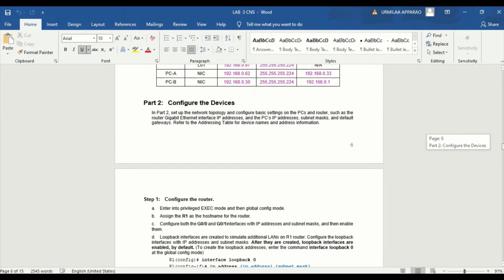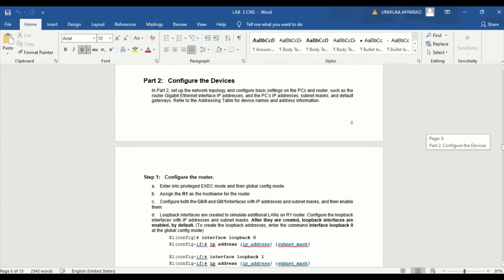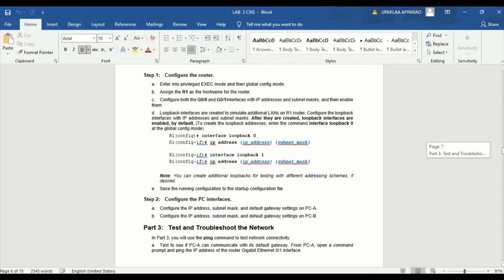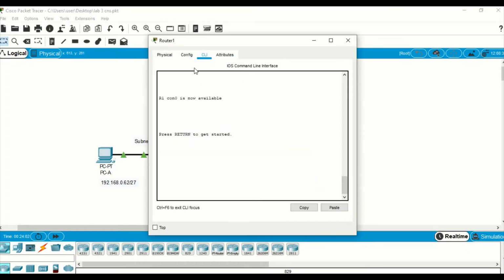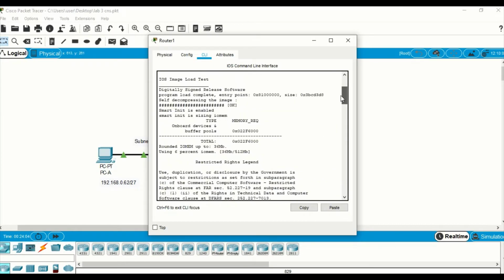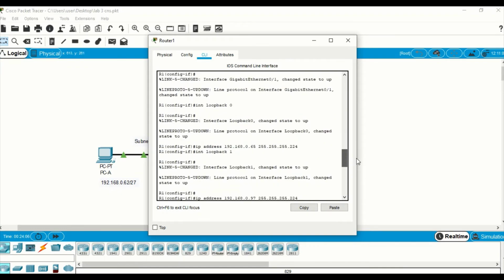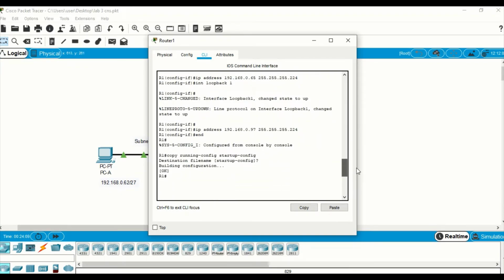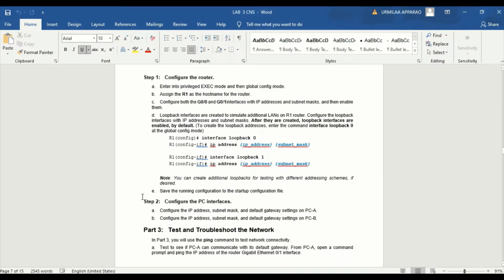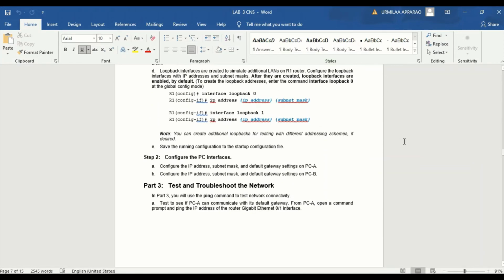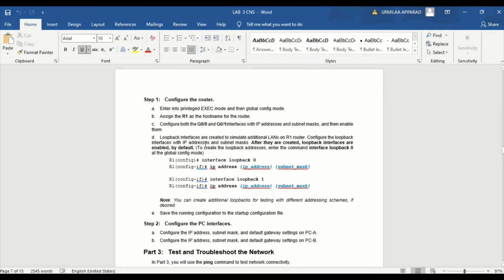Next, part 2, configuring the devices. First I configured the router. Let me show you my router here. Here is the proof that I configured the router. I've done all these steps one by one, and that's the basic part of part 2.